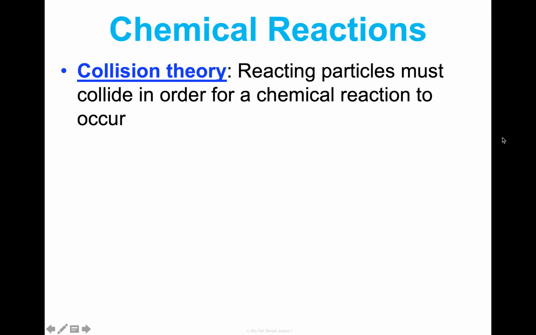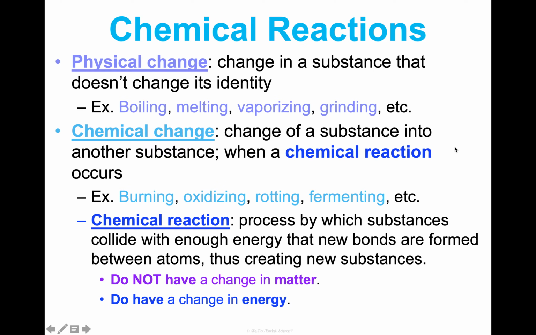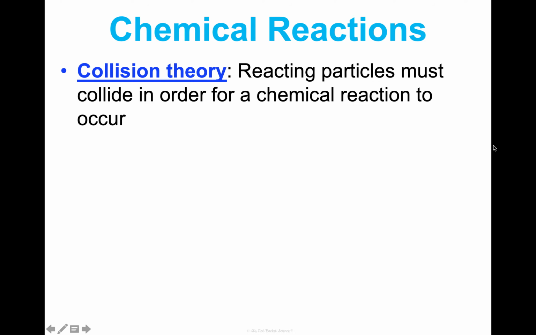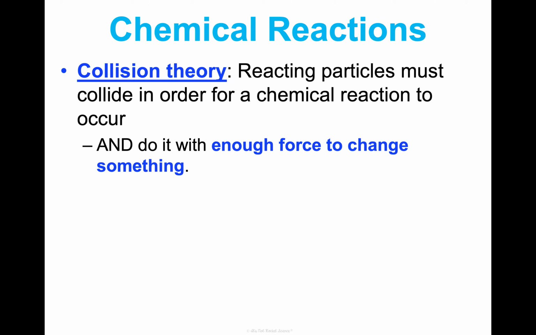Now, something that's important to understand, because I mentioned back here that they have to collide with enough energy. That comes from the collision theory, which is that reacting particles must collide in order for a chemical reaction to occur. And they must do it with enough force or energy to change something. Okay, so a lot of substances can't just be put in a beaker and then a chemical reaction happens. Okay, they have to be made to collide with enough energy to react.